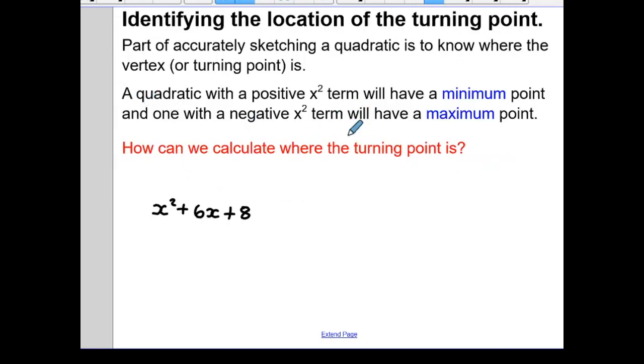To find the turning point, that maximum or minimum point, we use something we've just recently covered, and that's completing the square. So if we have this quadratic here, and we want to know the location of the turning point, we would simply complete the square on it. So we halve that middle term. 3 squared would be 9, so adjusting that to get 8 gives us minus 1.